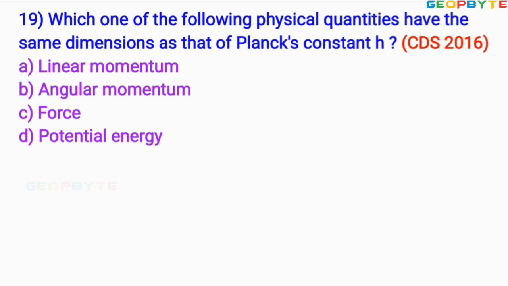Look at the 19th problem asked in 2016 for the CDS. Which one of the following physical quantities have the same dimensions as that of Planck's constant? Dear friend, remember Planck's constant h is equal to energy multiplied by time.